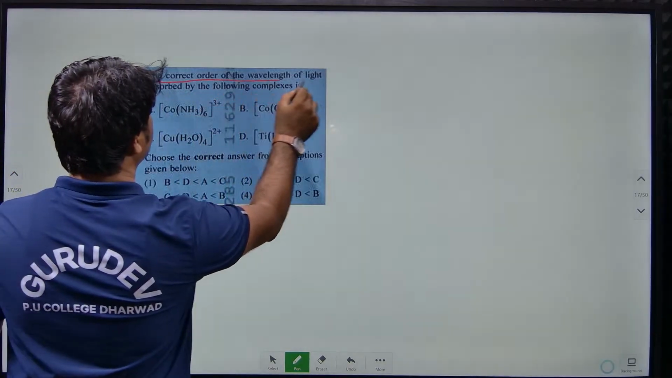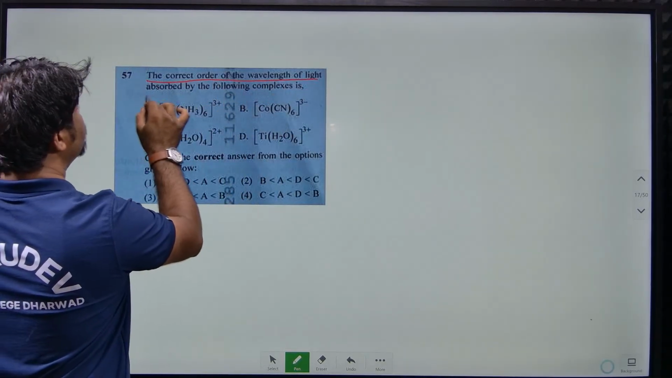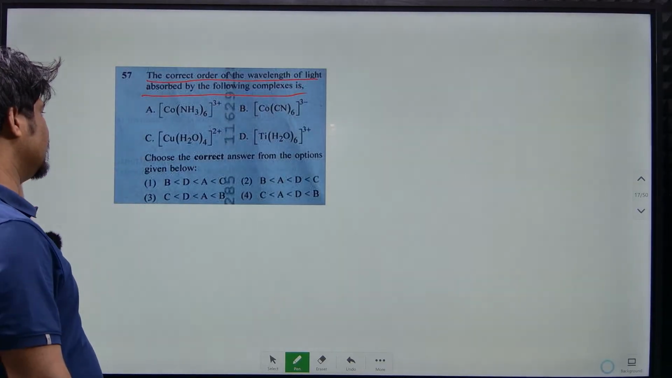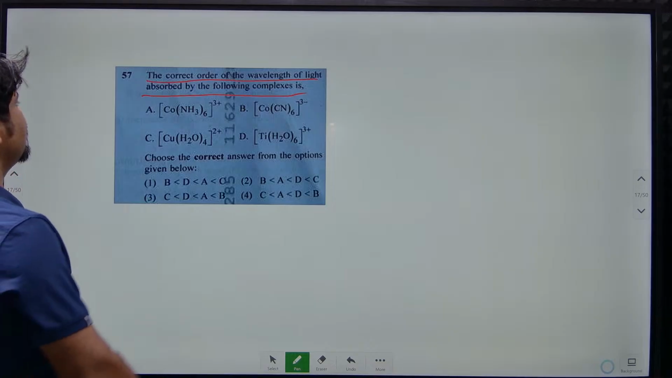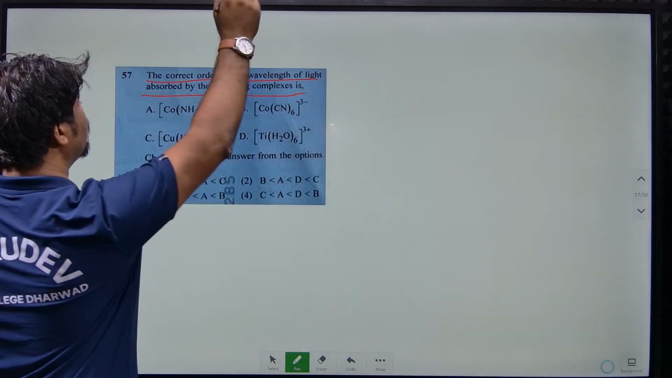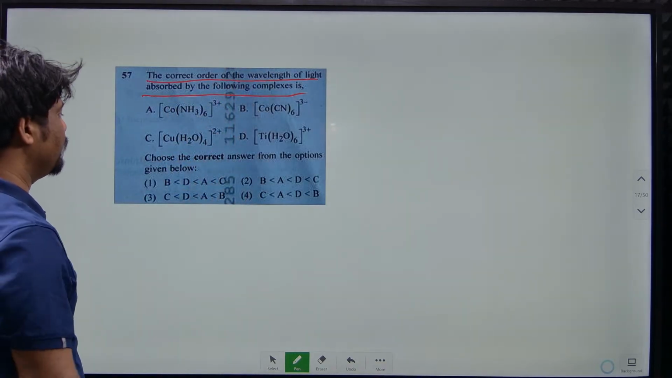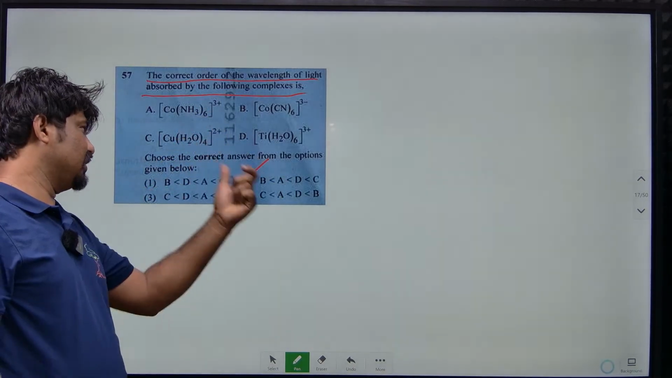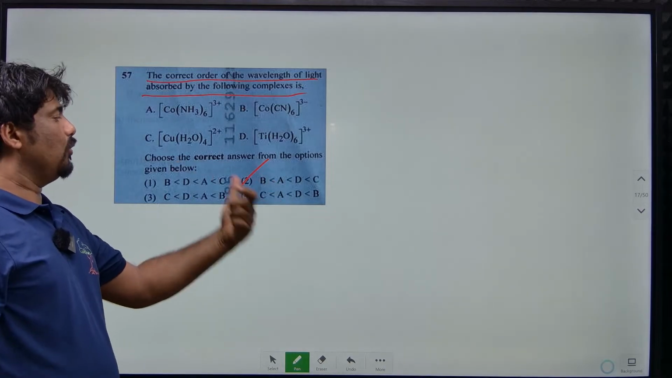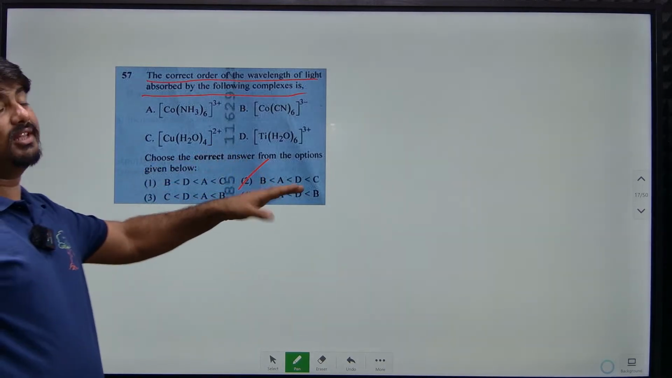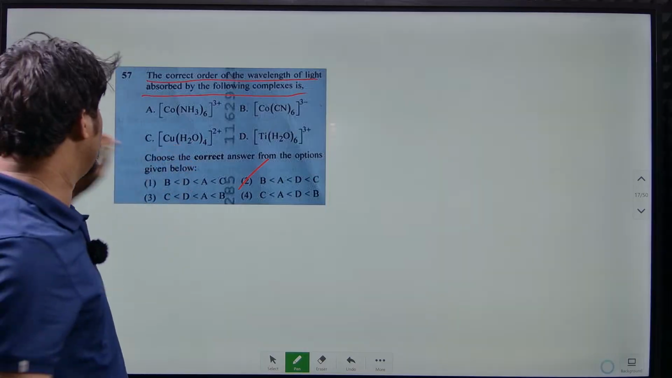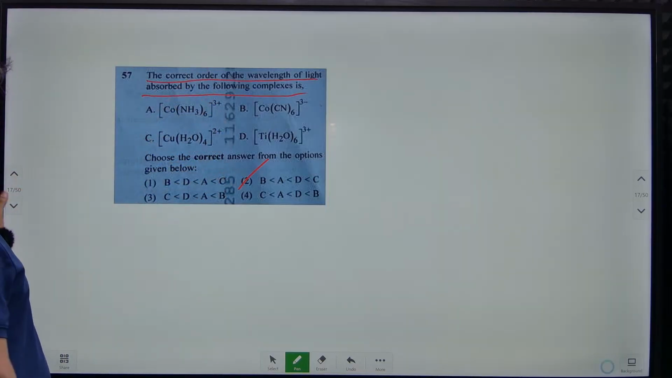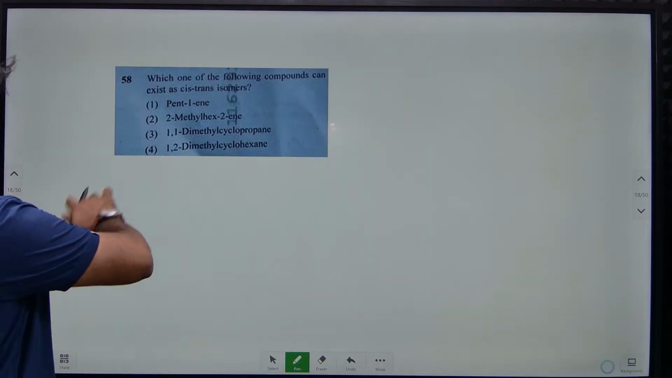The correct order of the wavelength of light absorbed by the following complexes. So dear all, they gave the 4 complexes here. Among these 4 complexes, we need to write the correct order of the wavelength of the light absorbed. Actually, the correct answer for this question is the second one. Why we get the second one, I am going to discuss tomorrow. So the second answer is the right answer for question number 57. Well, go to the next question number 58.